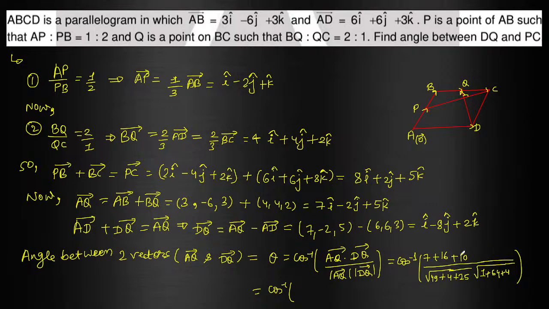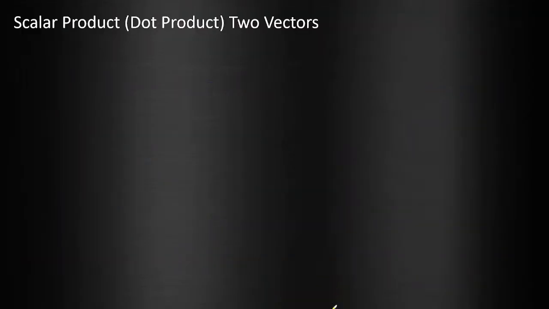Cos inverse 23 by root 78 root 69. This is the answer. Moving next, now it's a product: scalar product, vector product.